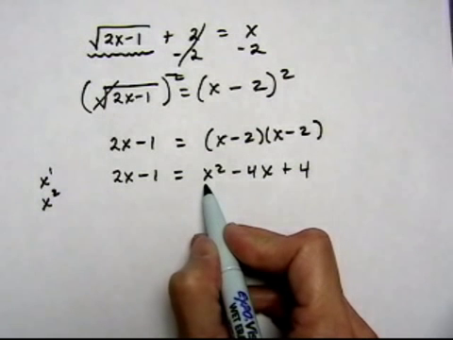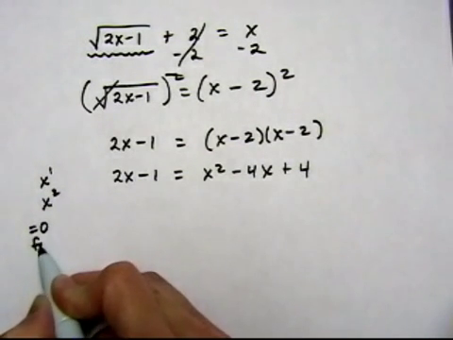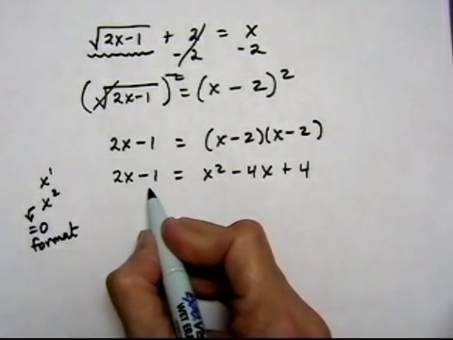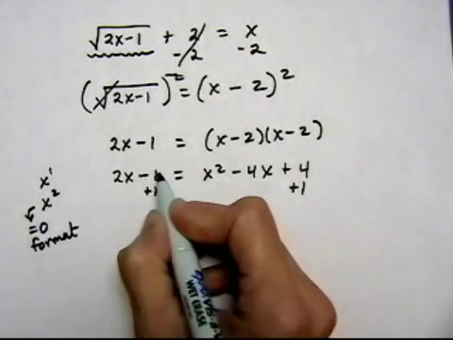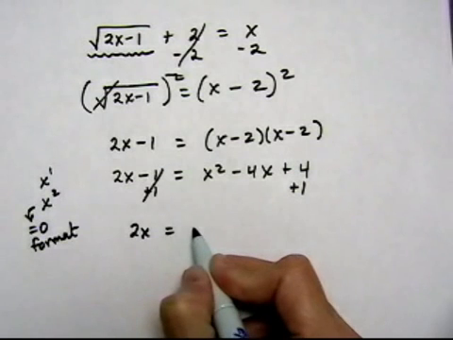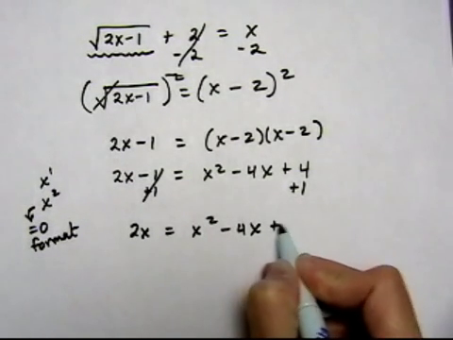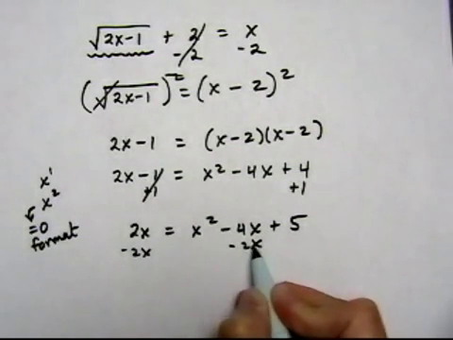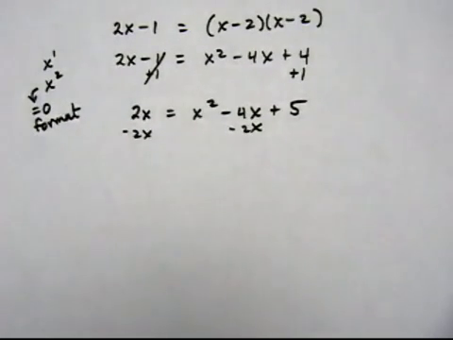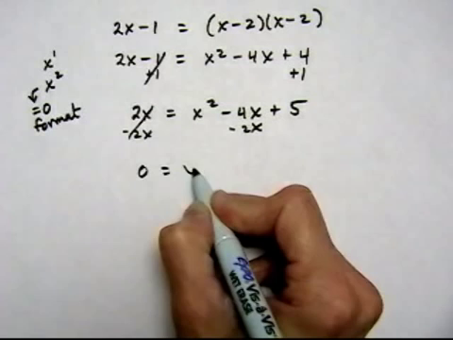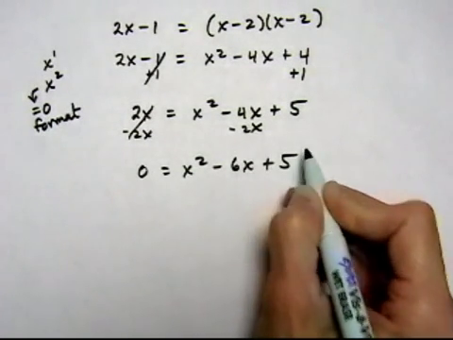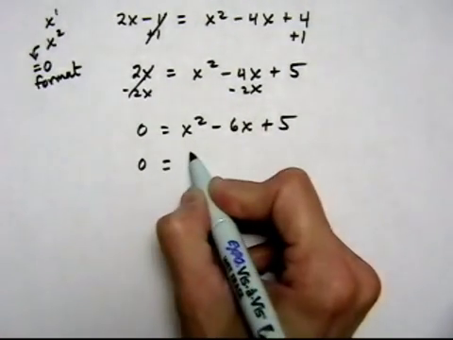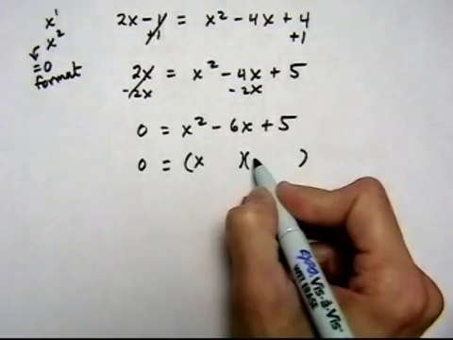So to solve by factoring, we want equals 0 format. Get everything on one side of the equation. So we'll start by adding 1 to both sides, and that gives 2x is equal to x squared minus 4x plus 5. And now we'll subtract 2x from both sides, because we want to have just a 0 on one side of the equation. 0 is equal to x squared minus 6x plus 5. And now we can try to factor. And this is factorable, so that's good. That means we'll be able to solve for x.